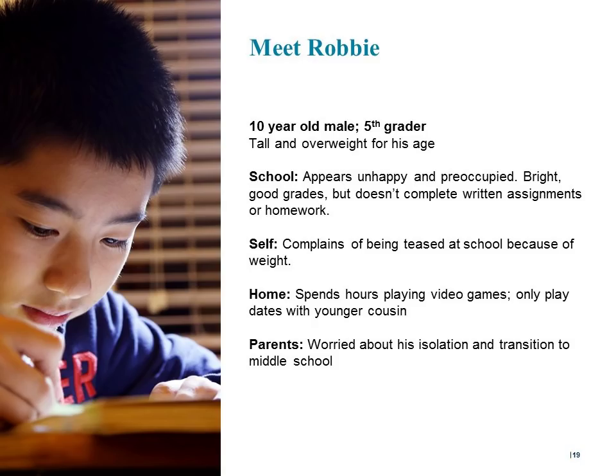Okay, now we're looking at Robbie. He's 10 years old, in 5th grade, tall, a bit overweight for his age. The teachers were noticing that he just seemed unhappy a lot and sort of preoccupied. He was bright and getting good grades, but often would not complete written assignments or homework assignments. And he had a lot of complaints about being teased at school because the kids kept calling him fat.